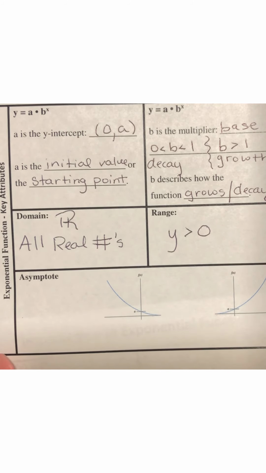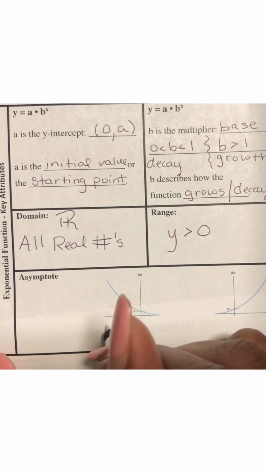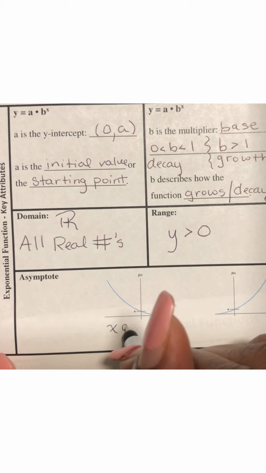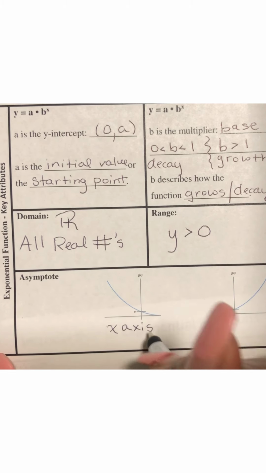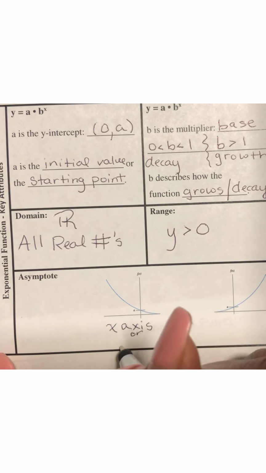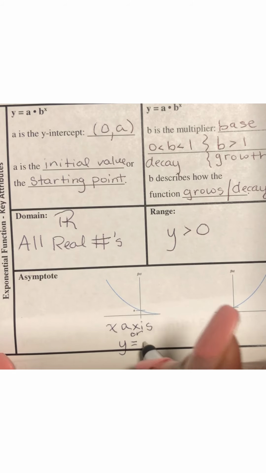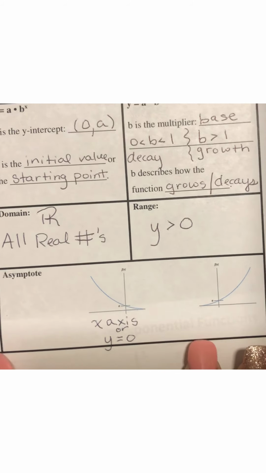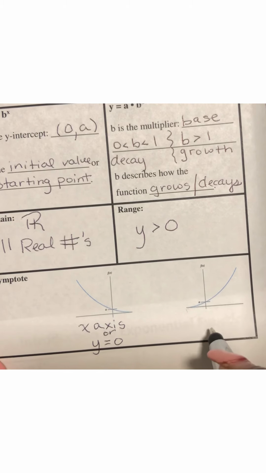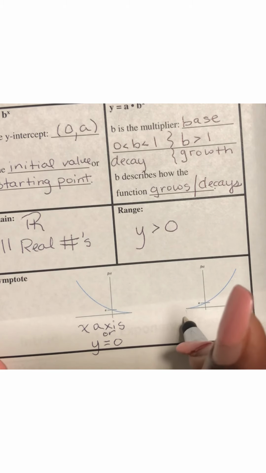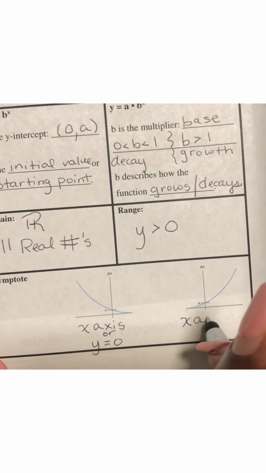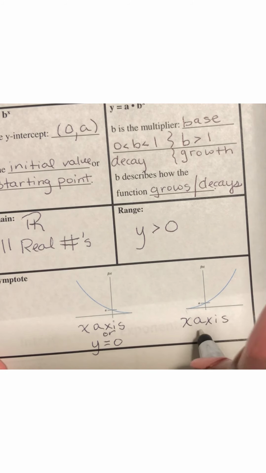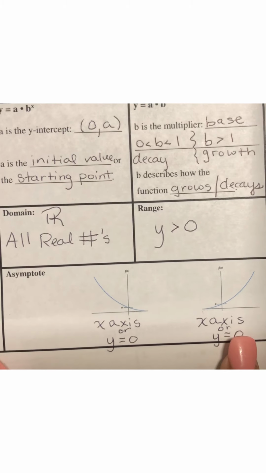You got it. This is the x-axis. So the asymptote for an exponential function would be the x-axis, or you may see y equals 0. So the asymptote for this function would be the x-axis, or y equals 0. All right.